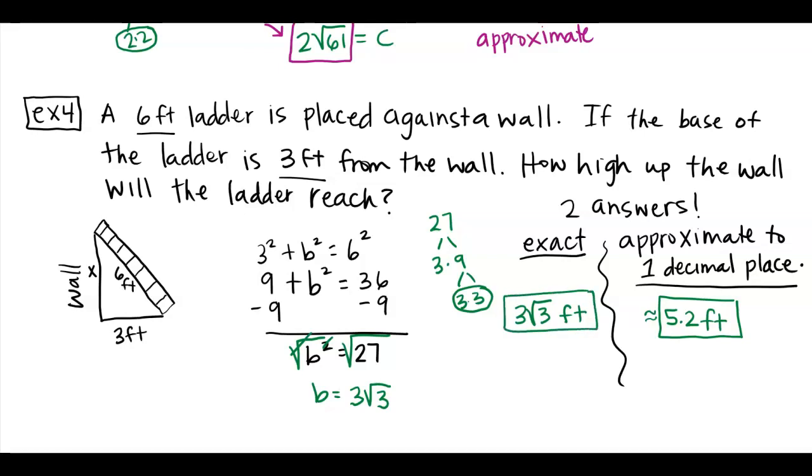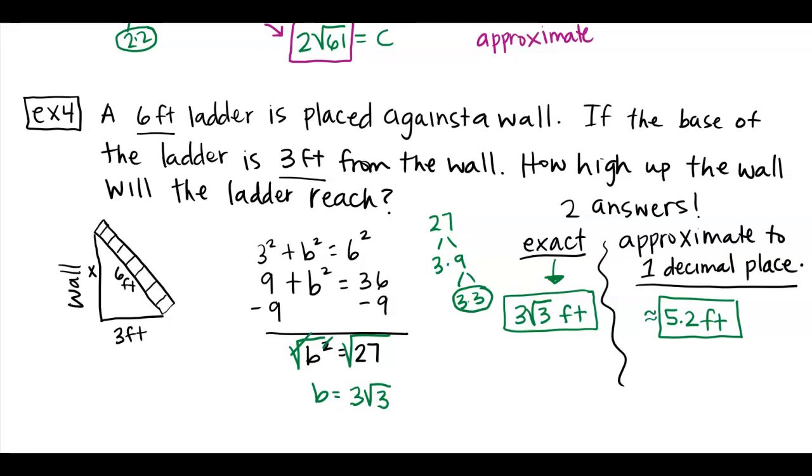Okay, but those are our two different answers. So if it asks on the homework for exact, keep it in the radical form. If it wants the approximate, it'll tell you what decimal place to round to. Okay. What questions can I answer on that one? Is everybody able to set it up?